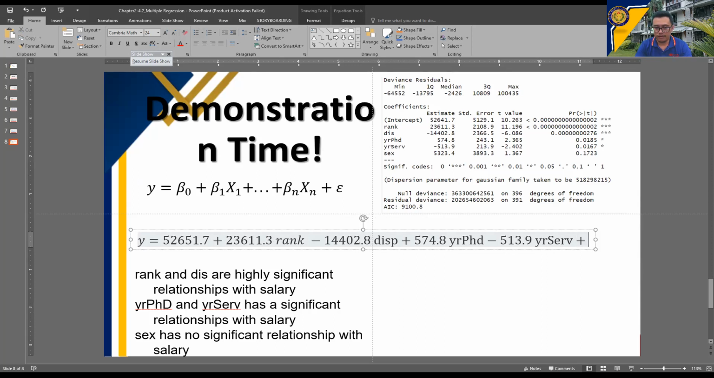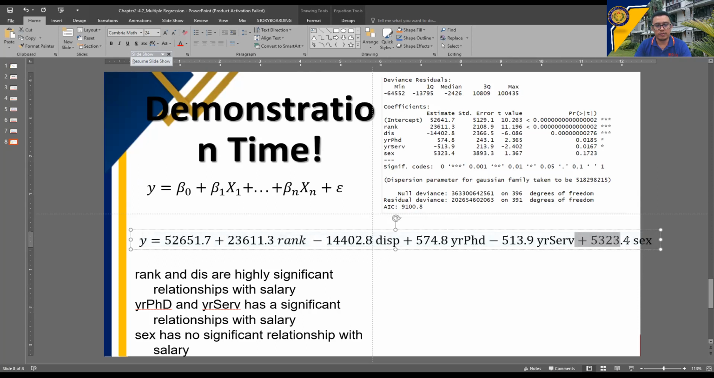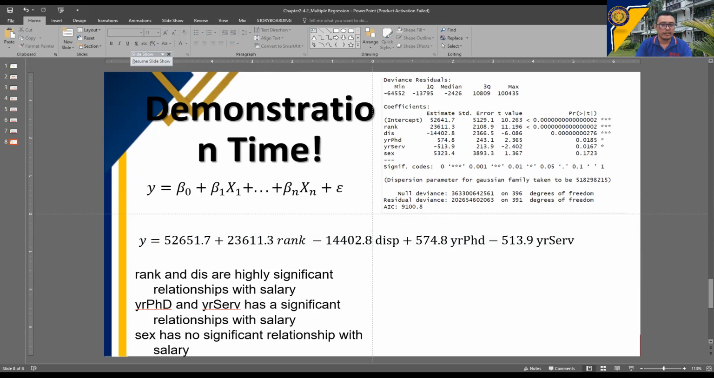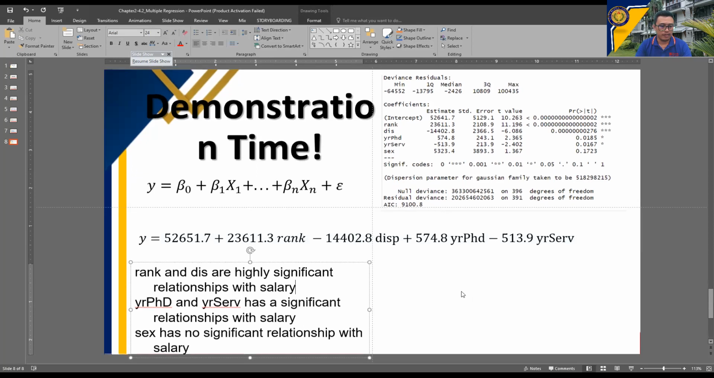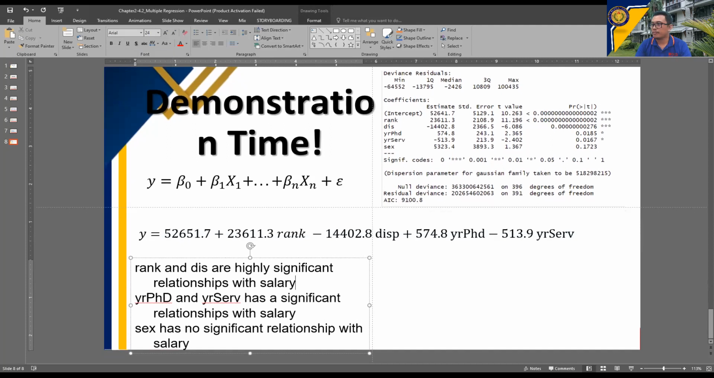So these are the things that we could say have significant relationships with salary, while sex has no significant relationship. Now, what do these things tell us?